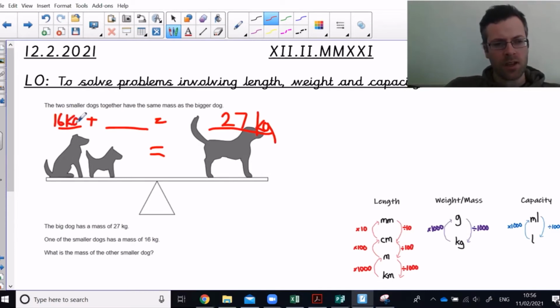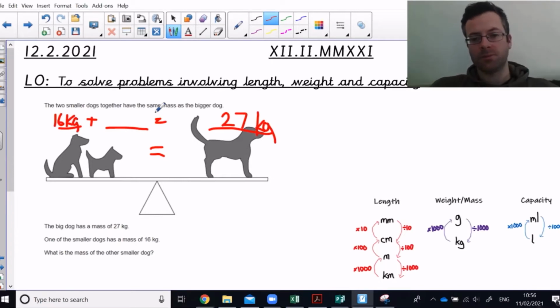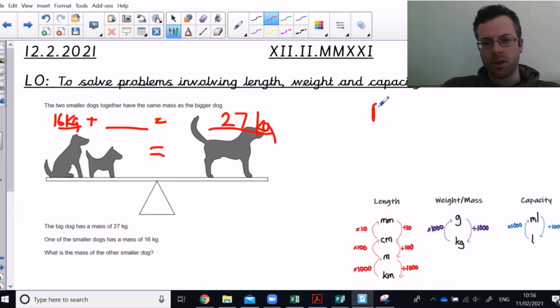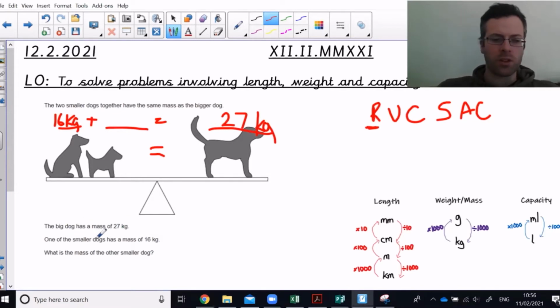Now, as soon as I write it out like this, hopefully you can see it makes it really straightforward. And what I'm doing there is RUCSAC, really. So what I'm doing is I'm reading the question. 2 smaller dogs together have the same mass as the bigger dog. The big dog has a mass of 27. One of the smaller dogs has a mass of 16 kilograms. What's the mass of the smaller one? I'm underlining the important parts. Okay, same mass. 2 smaller have the same mass as 1 bigger. Big dog is 27. One of the small dogs is 16.